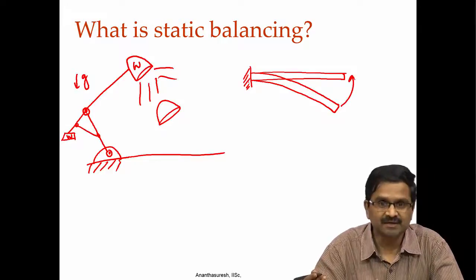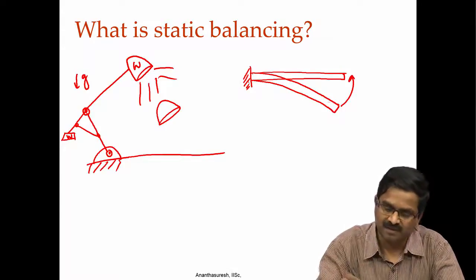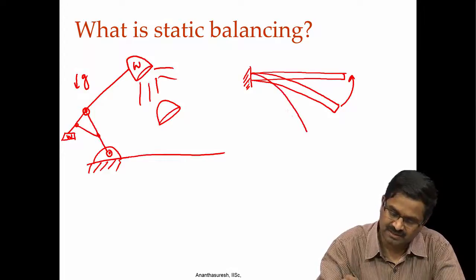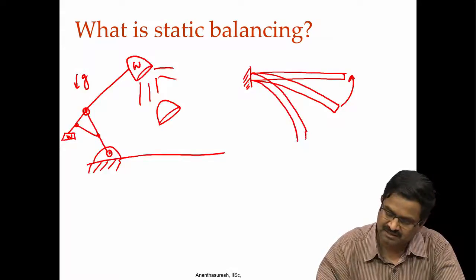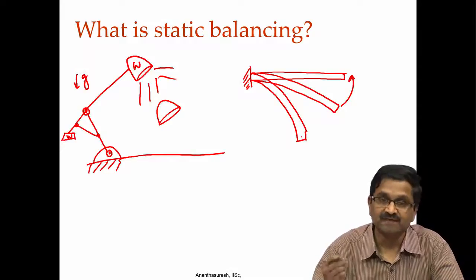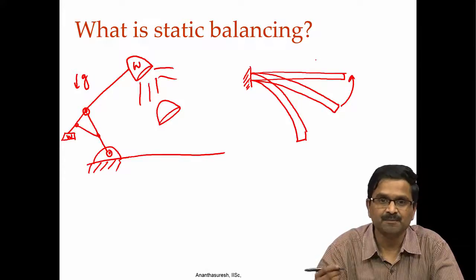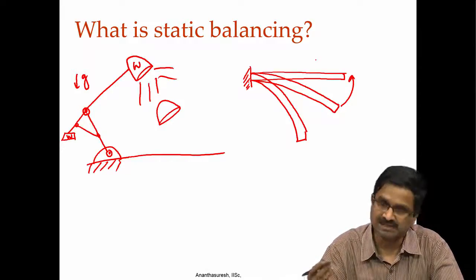So, what will be statically balanced? If I take a cantilever beam, when I bend it, it will bend, and when I leave it, it will stay there, and then I bend it more, let us say it bends like this, it stays there when I remove the force. Is that possible? If that is possible, then we would say this cantilever beam is statically balanced. Okay, that is the idea.